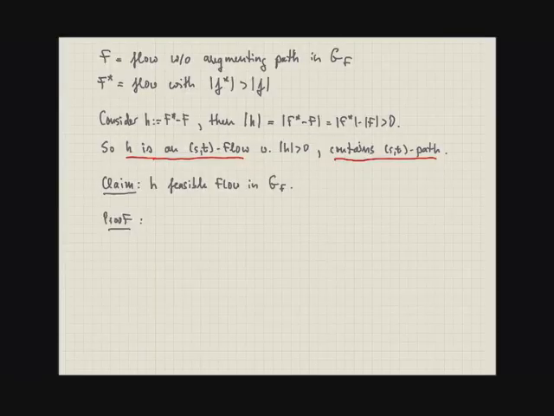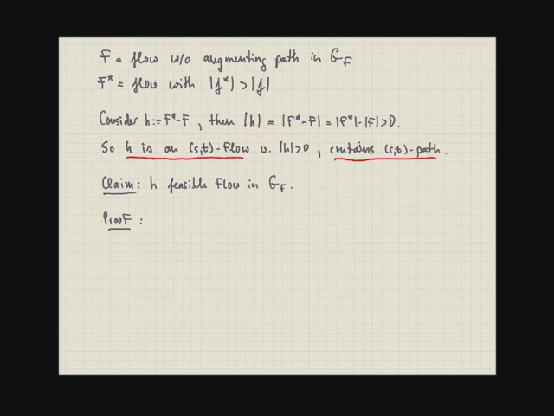So we have F, a flow without an augmenting path in its residual graph. We have F star, which is our assumed flow, which has a higher flow value, larger than that of F. And in order to get the contradiction, I look at the following. I define H to be the difference of these two flows. I mean, F star and F are just flow vectors, so I can subtract one from the other. What is the value of that difference flow? So what is the value of the flow H?